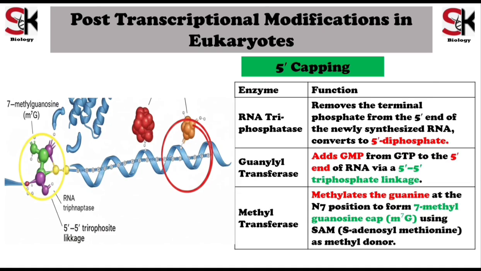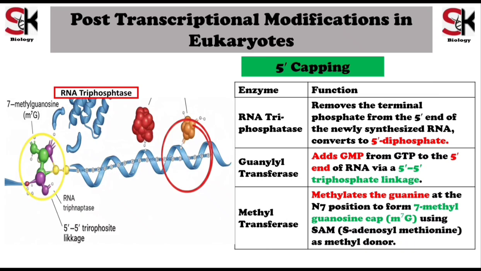the cell needs 3 different enzymes for 3 different steps. The first step is done by enzyme RNA triphosphatase. It removes one phosphate from the 5' end of the newly synthesized RNA and converts triphosphate nucleotide to diphosphate nucleotide.